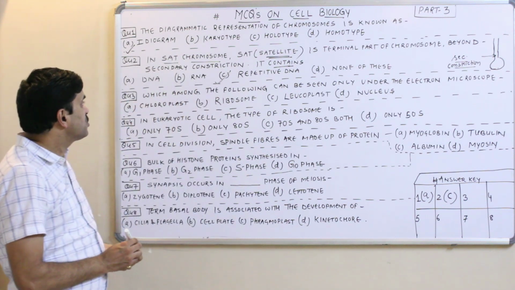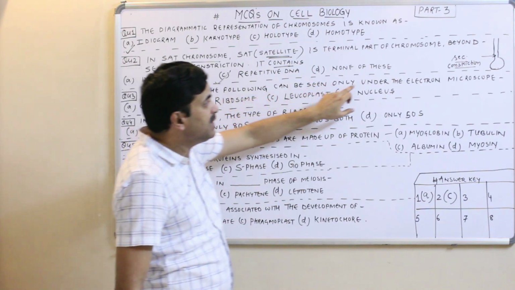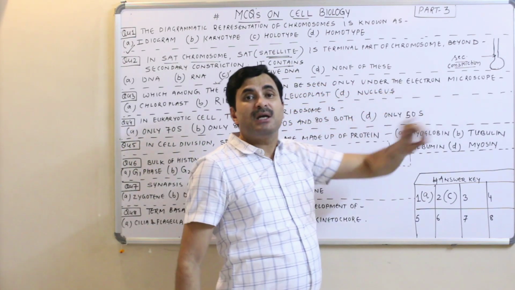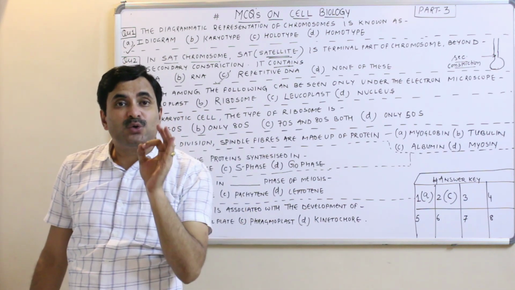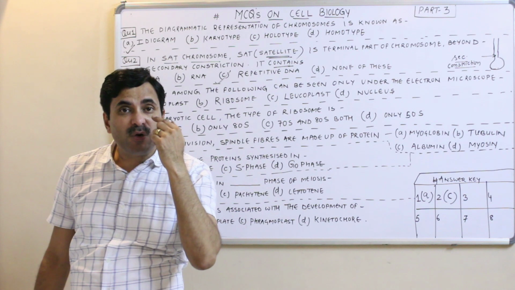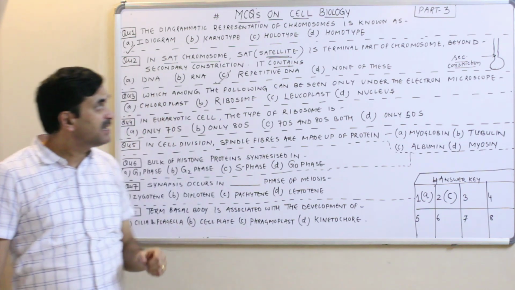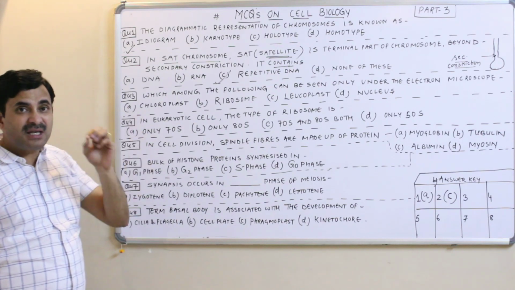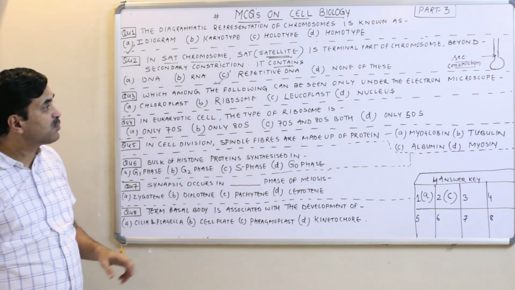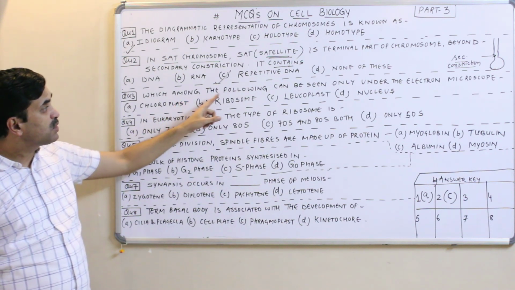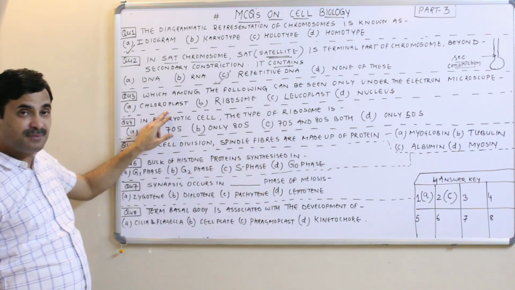Now coming to question number 3: which among the following can be seen only under electron microscope? Now when we use an electron microscope, to view those things which cannot be seen by our naked eye, definitely that thing must be very small. That small thing will only be seen by the electron microscope. So which among the following can be seen only under the electron microscope? Chloroplast.